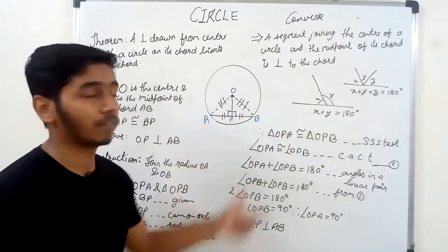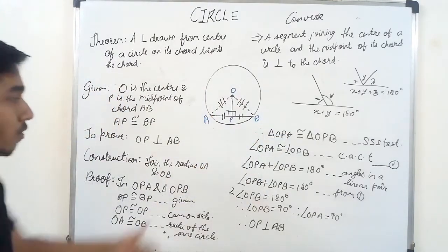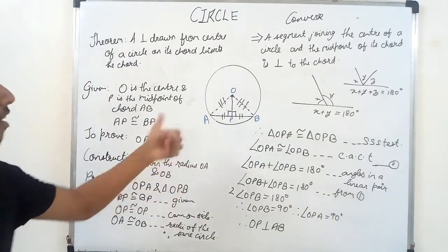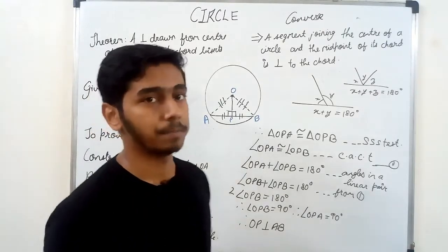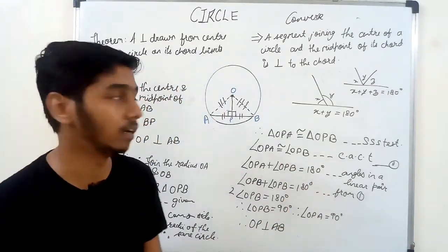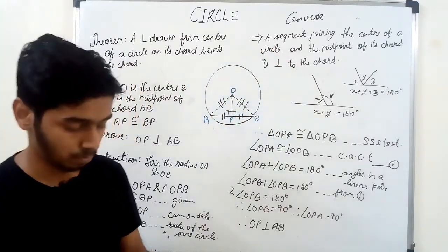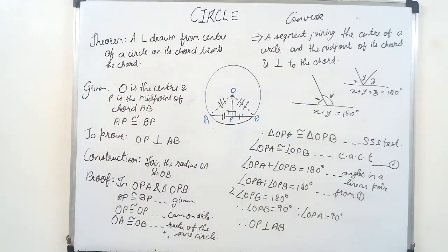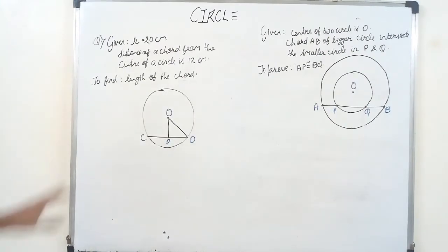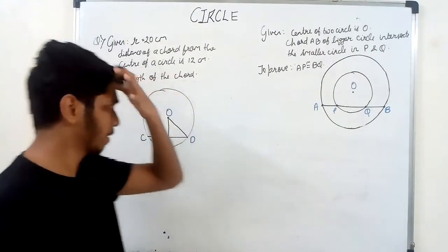So I hope you have understood this theorem and the proof for it. Now we'll look at some examples based on the theorems which we did now, this one and the converse of it. Okay, so let us see. Here are some examples which we are taking.